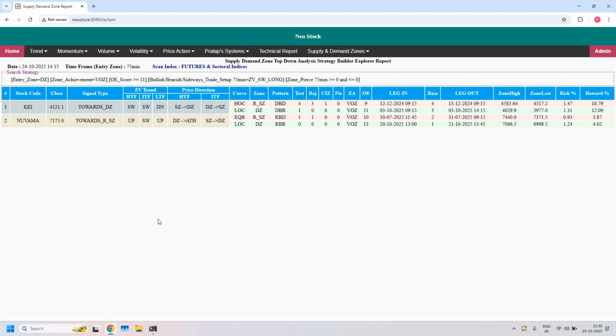So we got two stocks supporting the sideways long trade setup for weekly income trade. Entry time frame zones are 75 minutes demand zones. You should plan trades only if the lesson 30.3 video checklist items are satisfied.